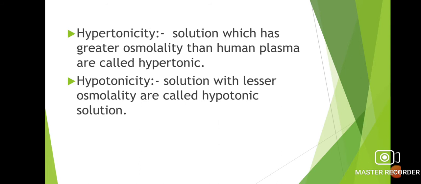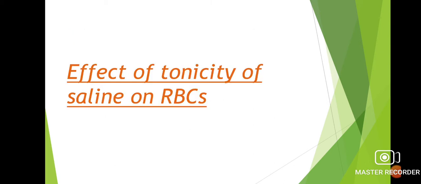In hypertonicity, a solution which has greater osmolality than human plasma is called hypertonic. In hypotonicity, there is lesser osmolarity than the plasma. Then the effect of tonicity of saline on RBCs.